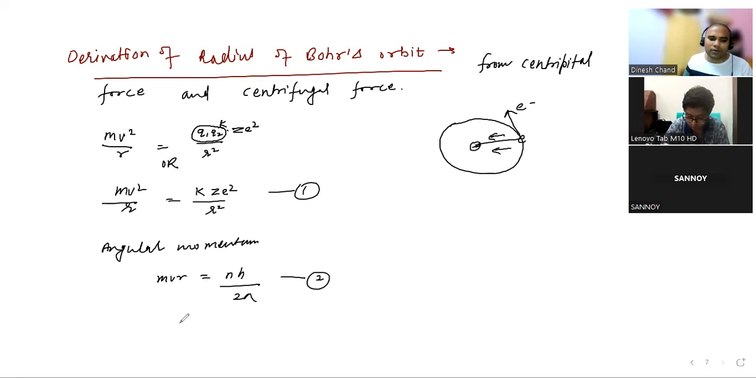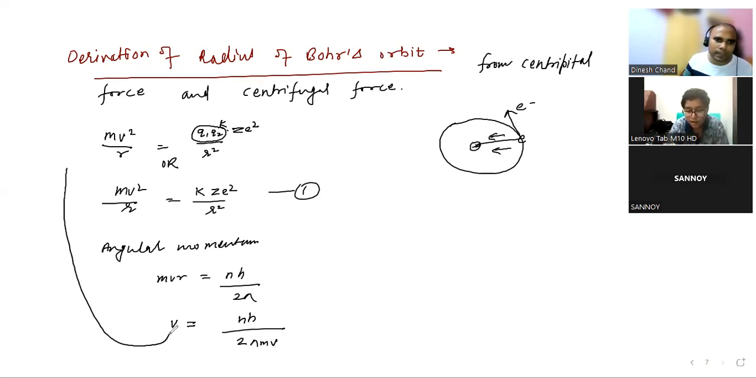From 1 and 2, let us try to find out the value of V. It is going to be nh by 2 pi mr. This value we are going to place here. So if you are placing this value here, what are we going to get?